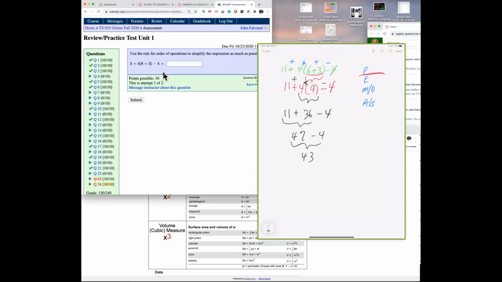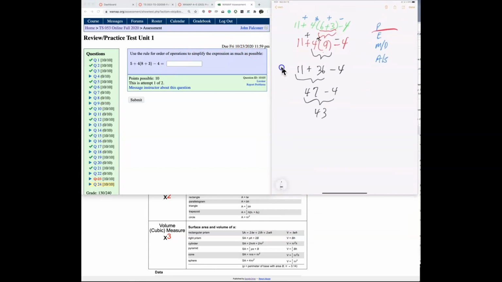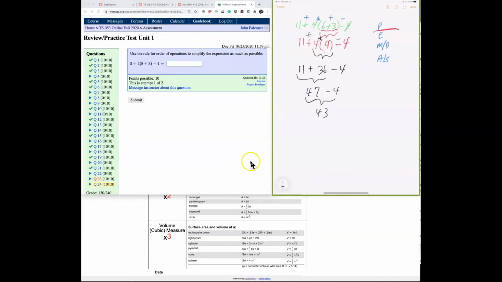And then we started in the parentheses, which we're supposed to do. And many of these don't have an exponential component. So they're fairly simple. Either parentheses and then just regular operations. So we went with the operation inside parentheses, then the multiplication, and then we went left to right because all we had left was addition and subtraction, and we got 43.